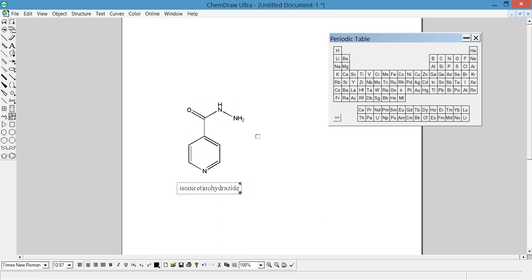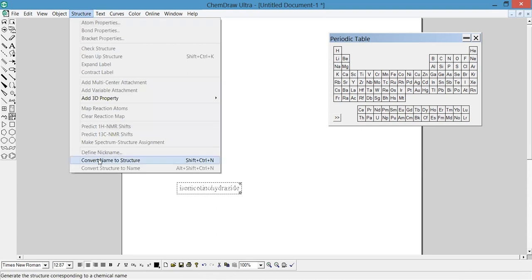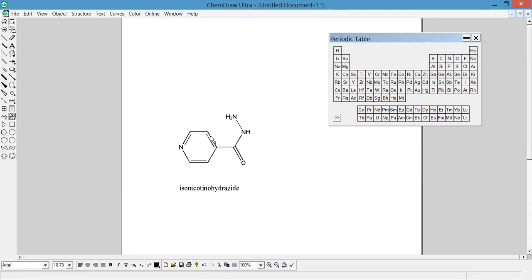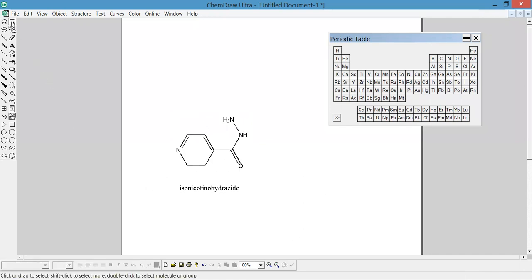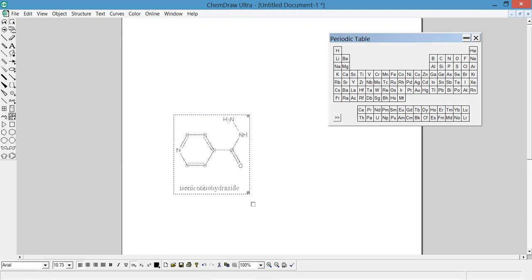Now select this isoniazid structure and delete it. Now select this IUPAC name, and by using this IUPAC nomenclature we can get the structure of the compound. Go to the structure toolbar, and now convert this name to structure. This is the structure of isoniazid.